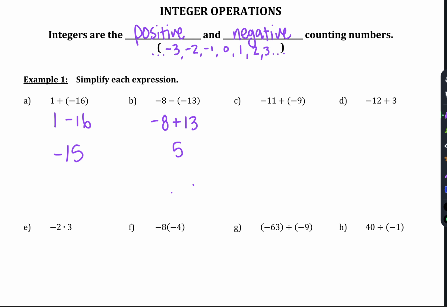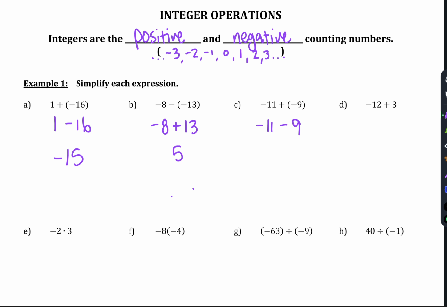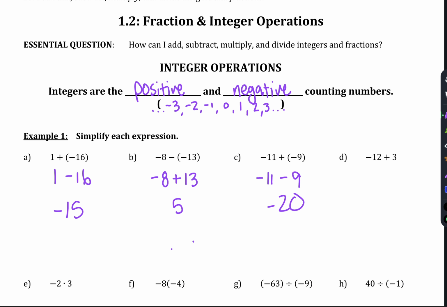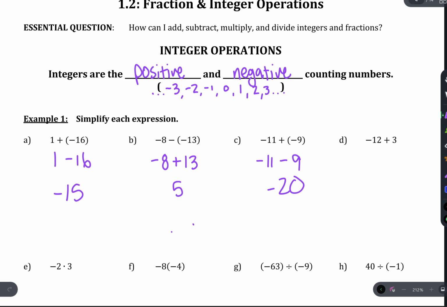So then letter C, same thing. Adding a negative is the same thing as subtraction. So -11 minus 9 more. When I subtract from a negative number, I'm getting more negative, so the number looks bigger, but it's actually smaller. So if I have -11 minus 9, what's my answer? -20. Same thing over here, -12 plus 3. My number is going to look smaller, but it's actually bigger. What's my answer? -9.